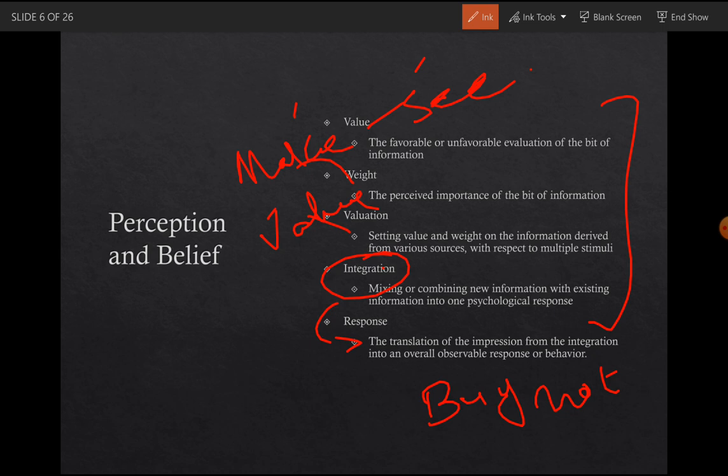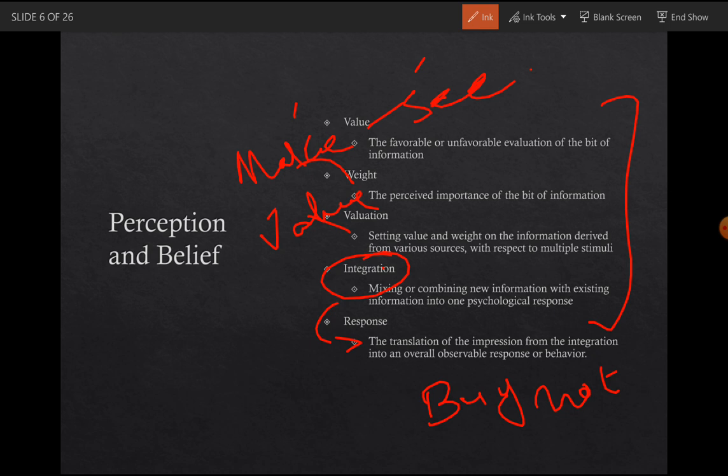So it's a sequential process that you go through when you are shopping or buying something. Any customer who wants to buy something goes through this certain process. So if you have this process in your mind while you're developing something for the customer, right?